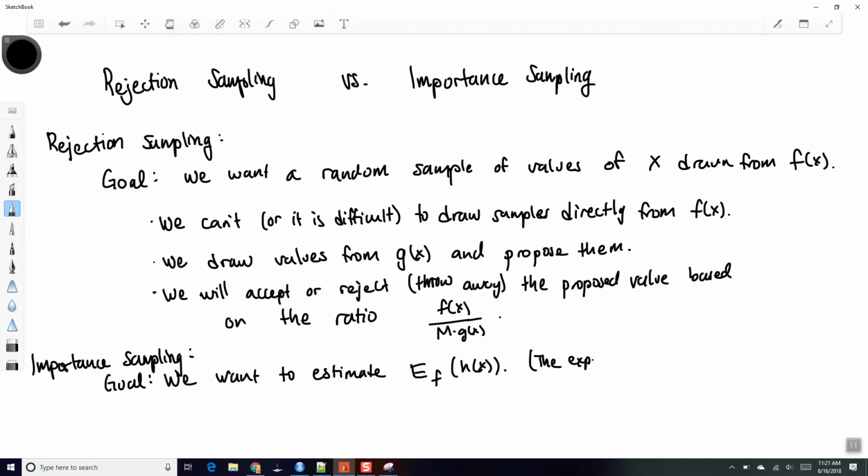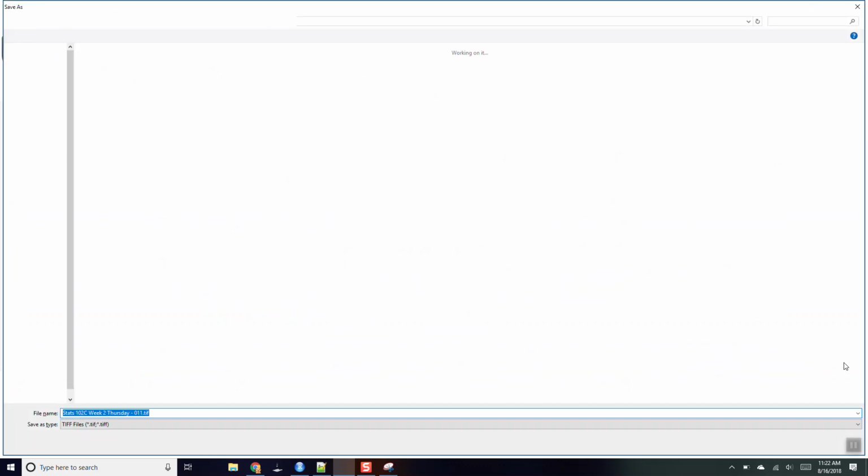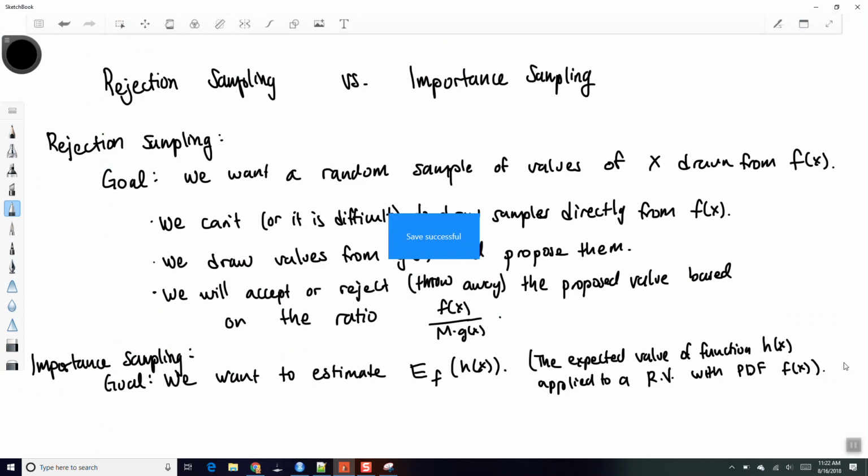The expected value of a function applied to a random variable with PDF f of x. Okay. Normally, we would draw samples from f of x directly, apply the function, and take the mean. Okay, and that's the most straightforward approach.